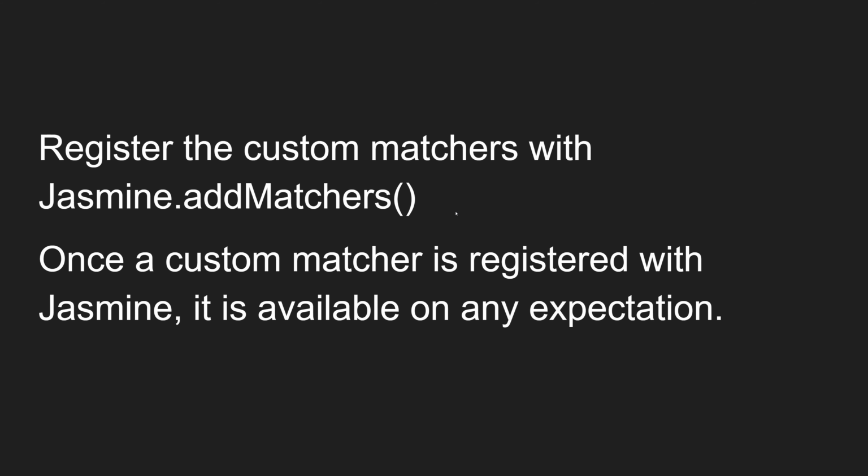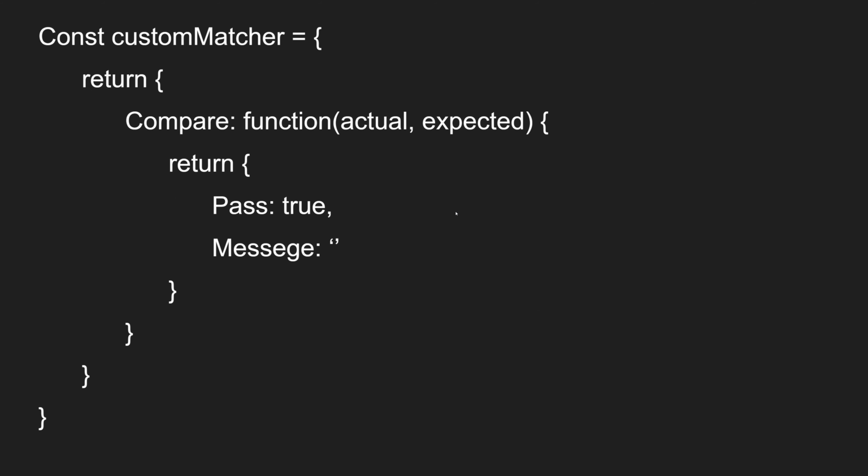So this is all about the custom matchers. Whenever you want to create your own matcher according to your domain specific language, you can create custom matchers. A custom matcher returns an object, and in that object it has a compare function, and that compare function also returns an object which contains a pass and a message. Simple thing. This is all about the custom matcher.